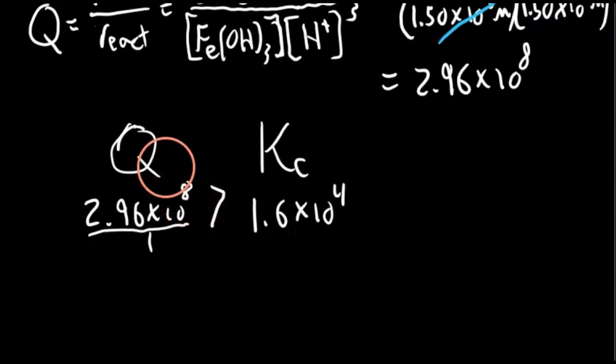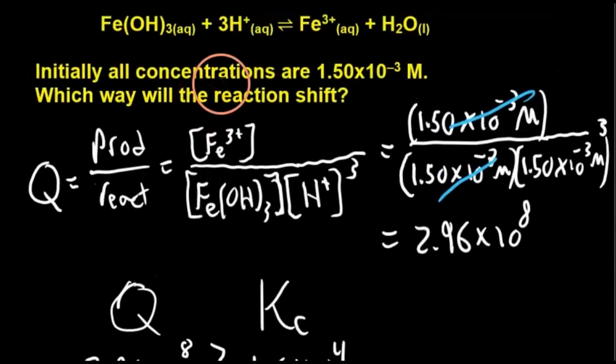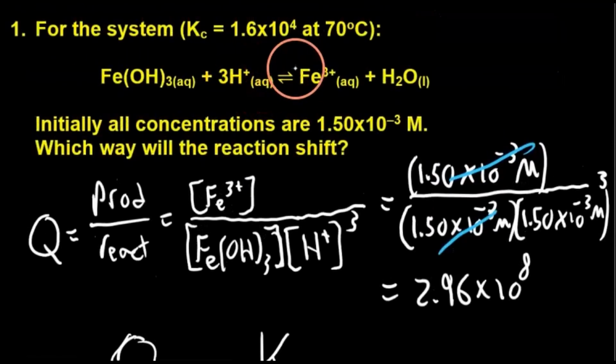That means this number has to go down, because we need less products and more reactants. Right now we have way too many products. So this number needs to go down. In order to get less products, I'm going to go up here to our equilibrium reaction: we need to shift the reaction to the right, so that some of these products react and turn into reactants a little bit quicker than the other way around.